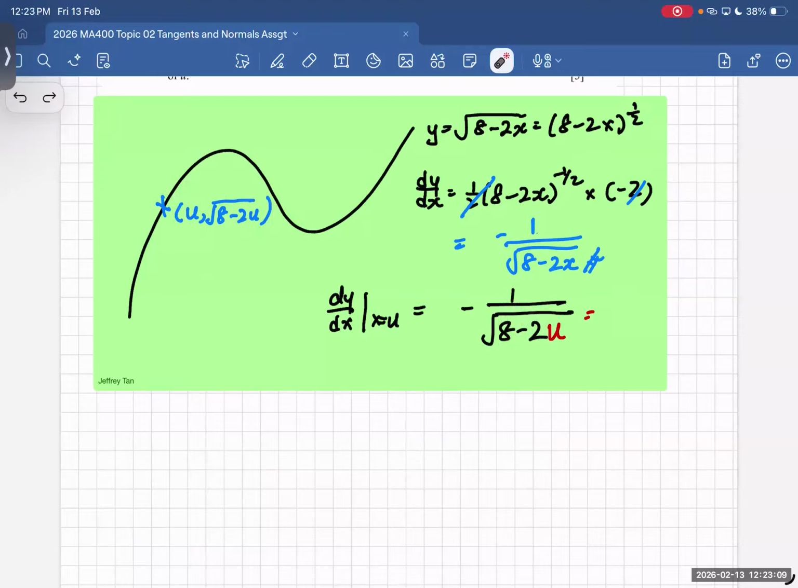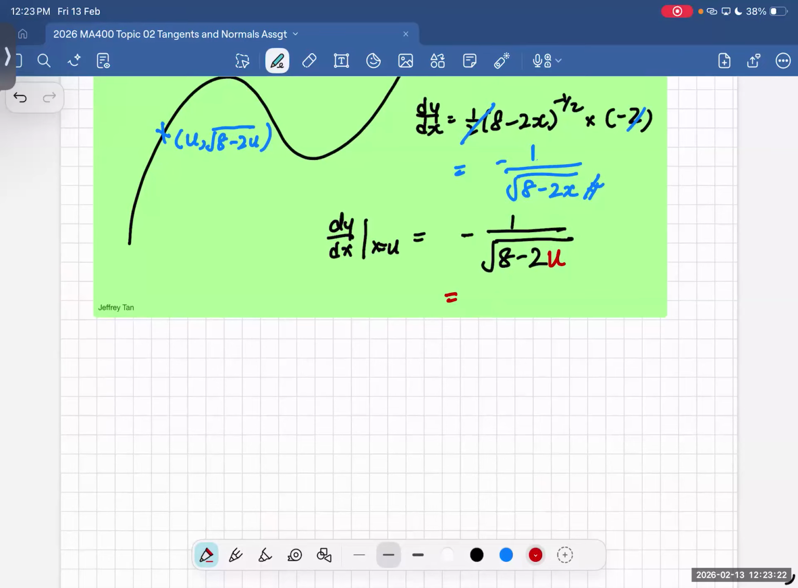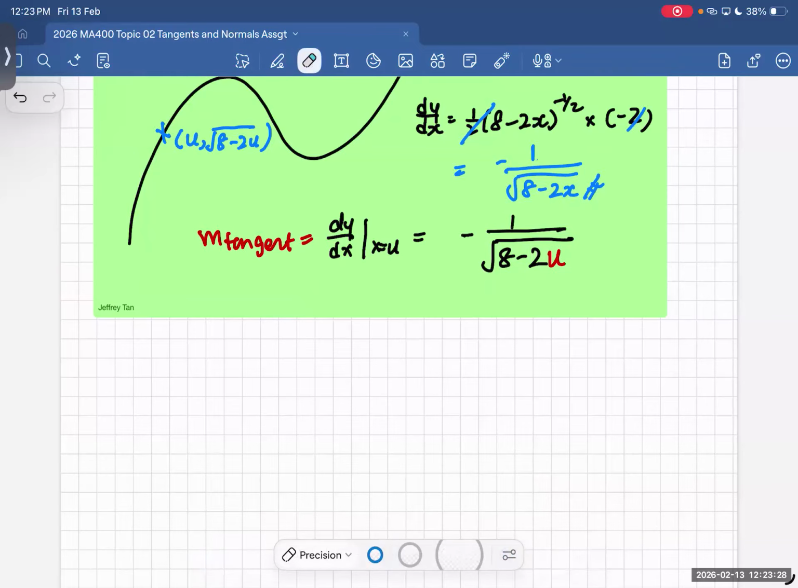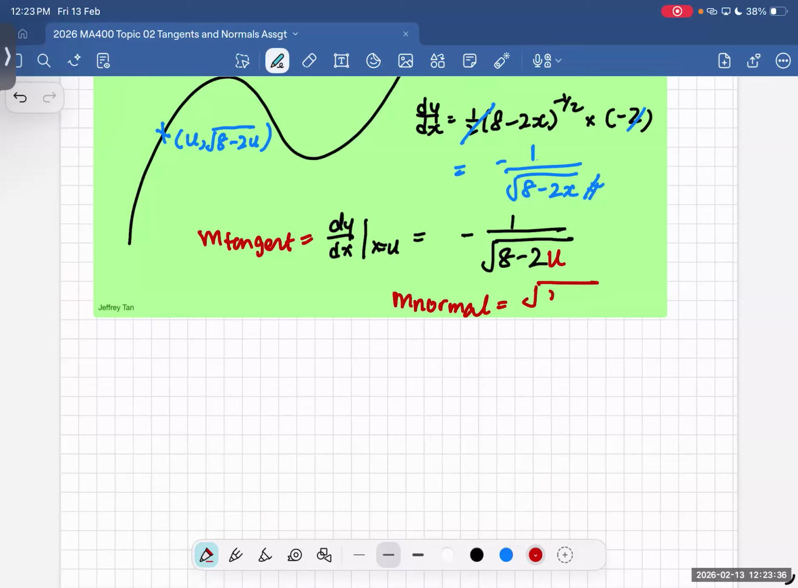Should I go on straight away? Is there one more step I need to do? Very good. Wow, only Ethan and Bias paying attention. So this is the gradient of the tangent, guys. But what are we finding? The normal, right? What's the gradient of the normal? Square root of 8 minus 2u.